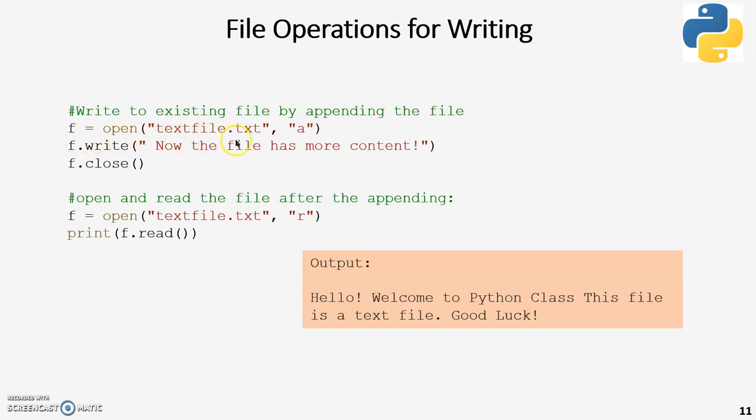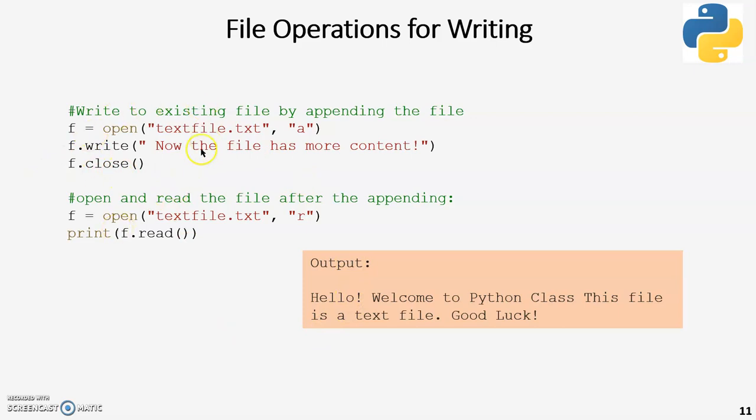So I've opened this particular file, that is textfile.txt, in append mode. What am I supposed to write into it? I'll have to write f.write. I'm calling the function write, and what is to be written is given in the quotes. So here: now the file has more contents. This is what I want to write down. I want to append to that particular file, and I close the file.